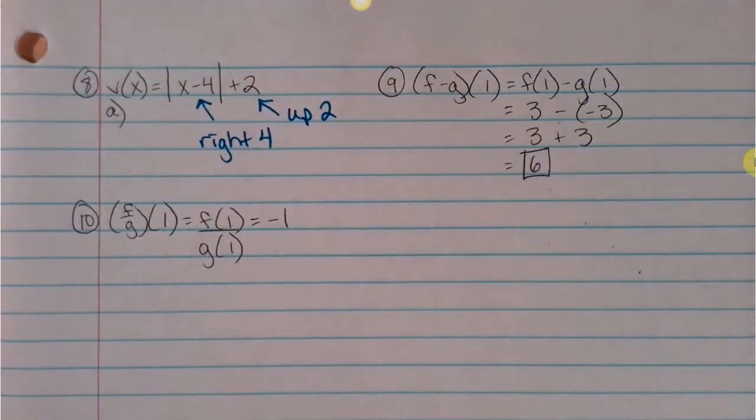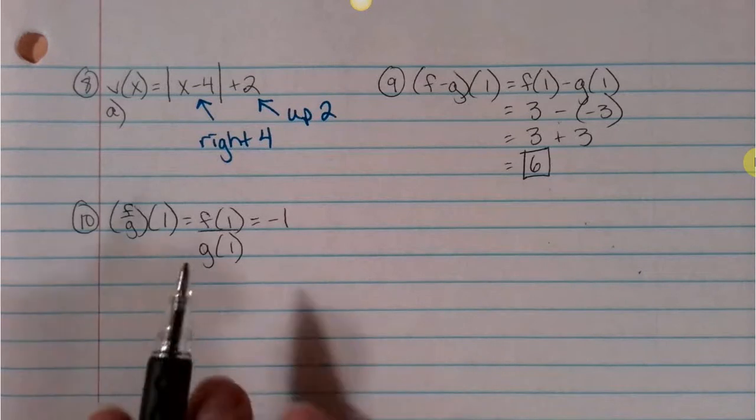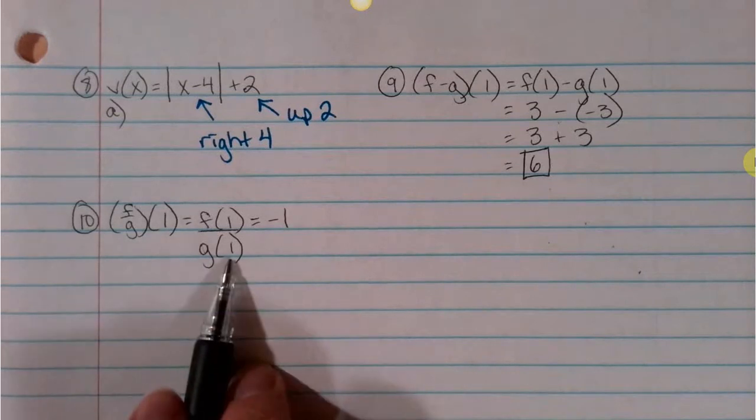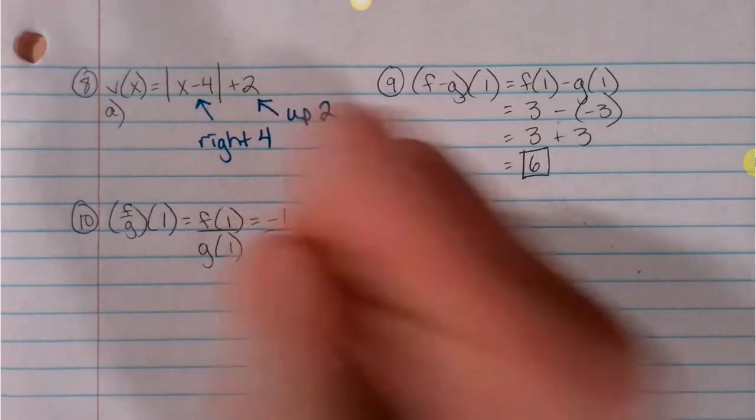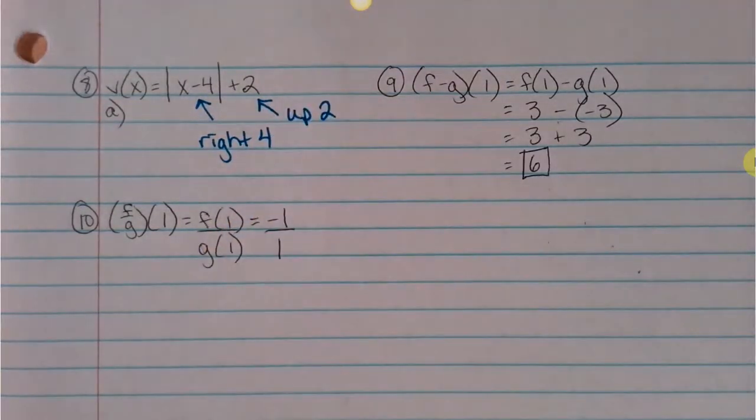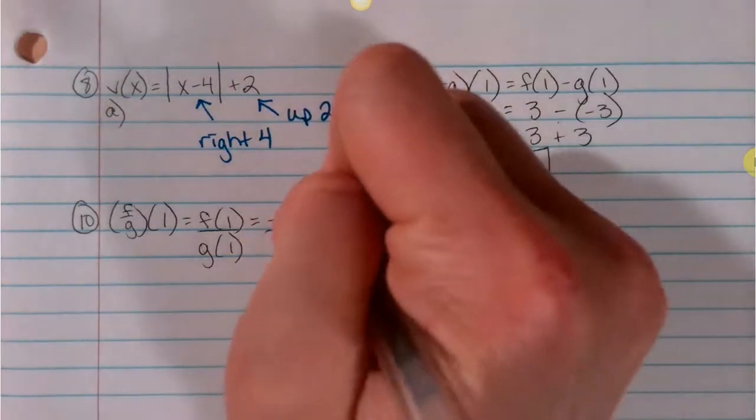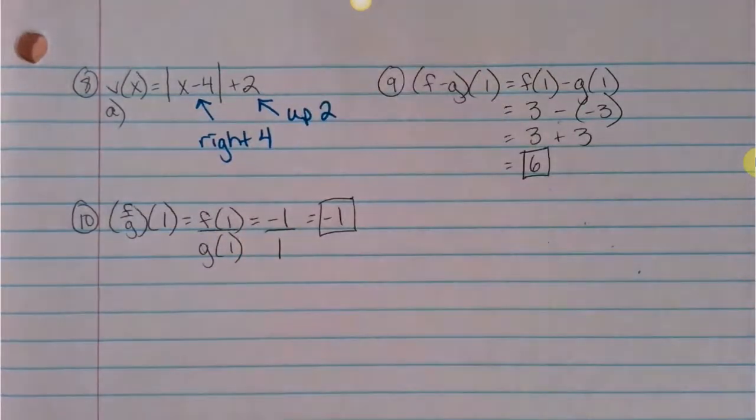And then for g, we're doing the same thing. We're looking at that list of ordered pairs for g, and we're looking for an x-coordinate of 1. And when we find that, we see it is paired with a y-coordinate of positive 1. So g of 1 is equal to 1. And then we just need to divide. Negative 1 divided by 1 is negative 1, is our final answer.